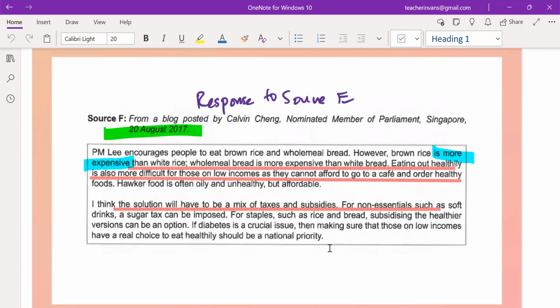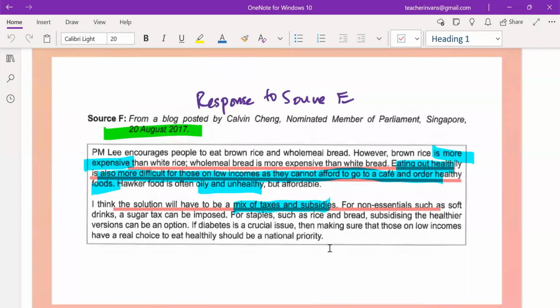Now, eating out healthily is also more difficult for those with lower income, because they cannot afford to order all those, you know, vegan or acai bowls or whatever it is, okay? Hawker food is cheap, it's affordable, but let's be honest, it is very hard to find very healthy and less oily food. So what he is saying is that, in order to address this problem at its root cause, it is really about a mix of taxes and subsidies.